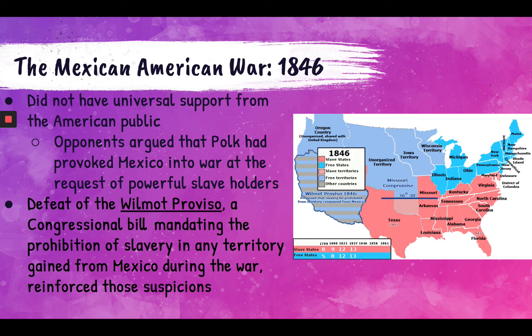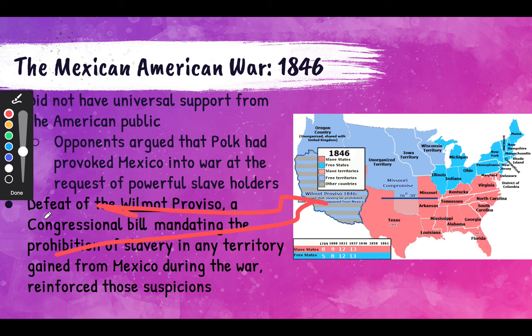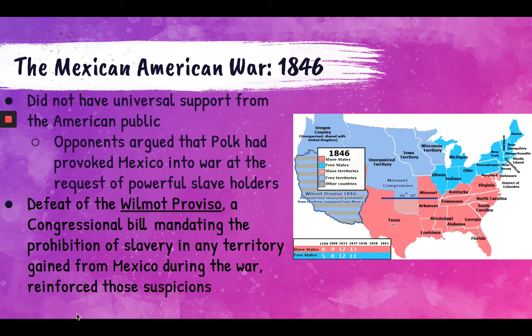So most Americans did not support the Mexican-American War, simply for the fact that they're like, really? We're fighting over land? Opponents argued that Polk had provoked Mexico, so it wasn't a fair war. So there was a kind of sort of compromise issued known as the Wilmot Proviso. The Wilmot Proviso said that if we won the war and we gained this land, slavery would be prohibited in any territory gained from Mexico, which reinforced the suspicion of, like, what is the real purpose of gaining this land? But this never passed anyways, so nobody needed to worry about it.